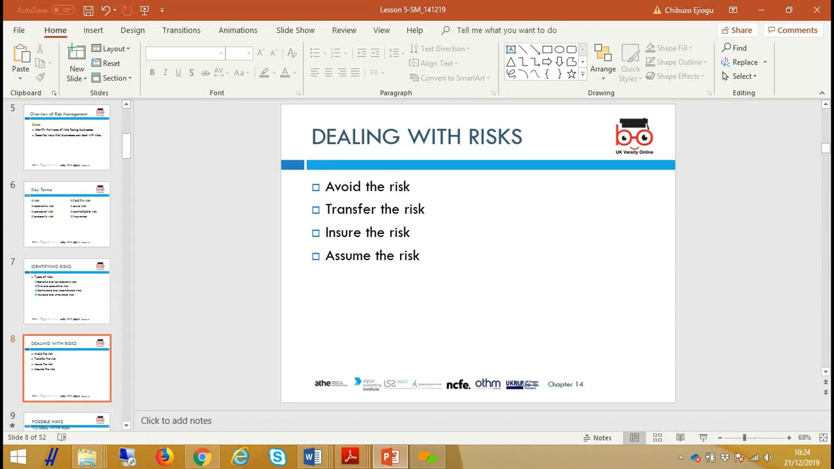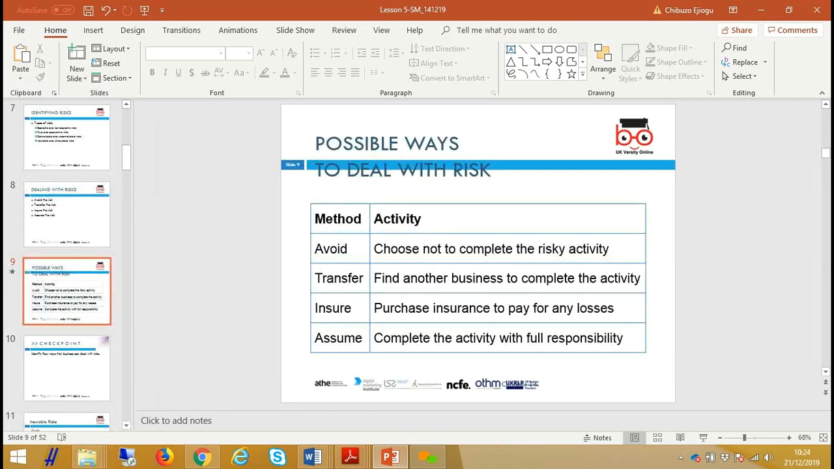So those are the types of risks. Now we look at how to manage or how to deal with the risk. There are four main ways: we avoid the risk, we transfer the risk, we insure the risk, or we assume the risk. In terms of avoiding the risk, you can choose not to complete the risky activity. As a strategic manager, when you analyze your strategy and identify what the specific risks are, you can decide this strategy is too risky, not worth it, and pick another strategy.